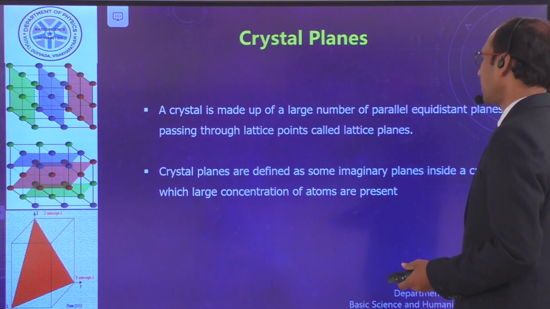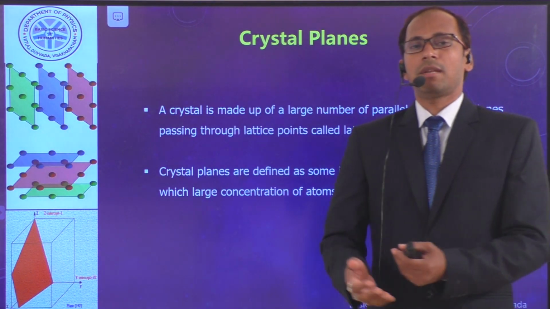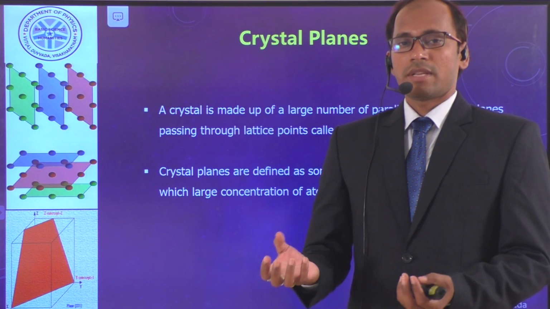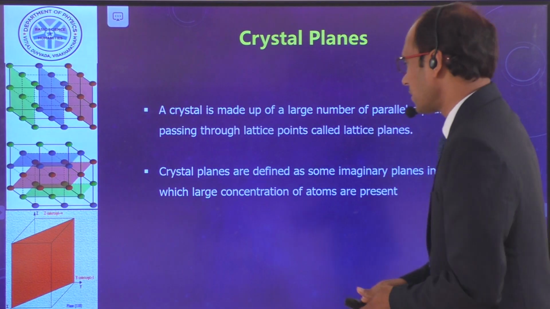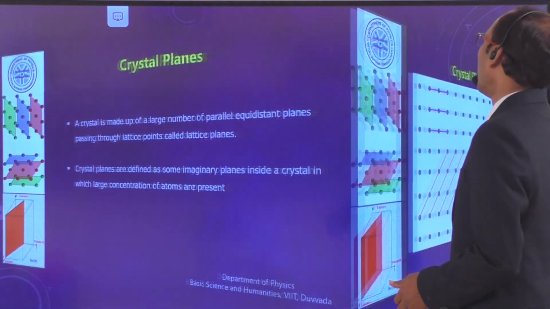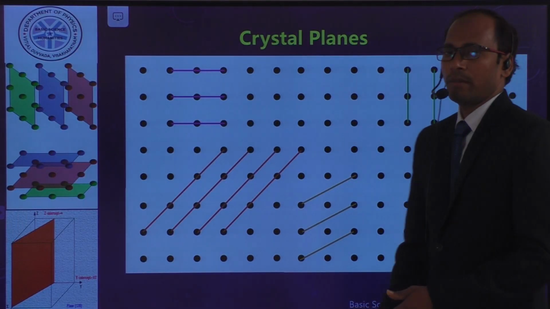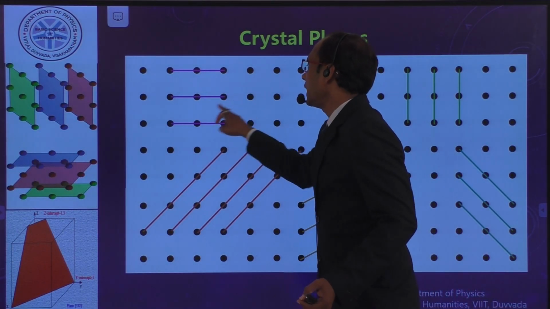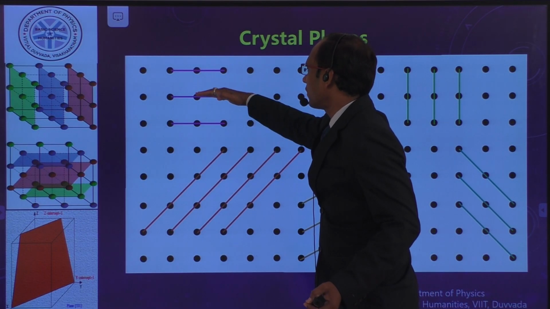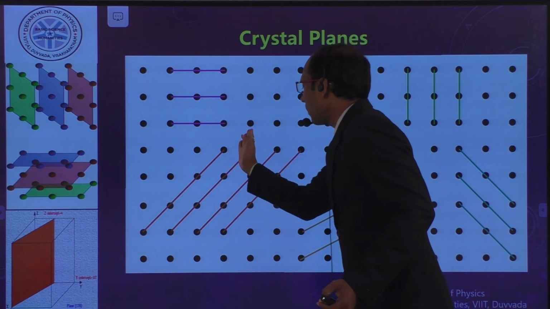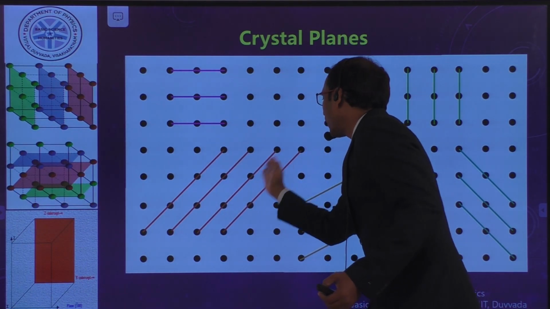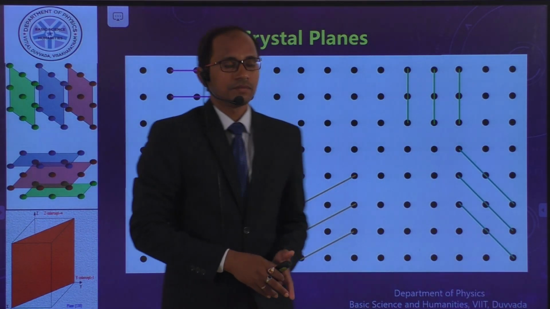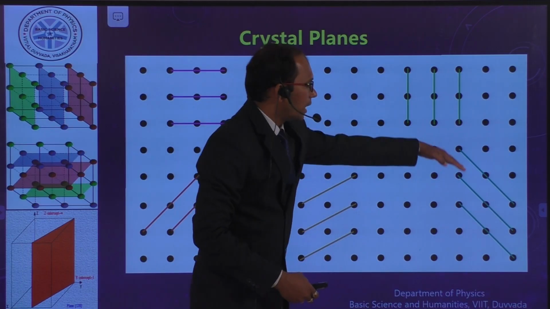So how to define crystal planes? Crystal planes are imaginary planes having a large number of atoms, so the atomic density is there. That is called a crystal plane. How do these planes look? In two dimensions, we represent these planes with parallel lines. So this is one plane, another plane. This is another type of plane which has a different orientation, and this is also another plane of different orientation.